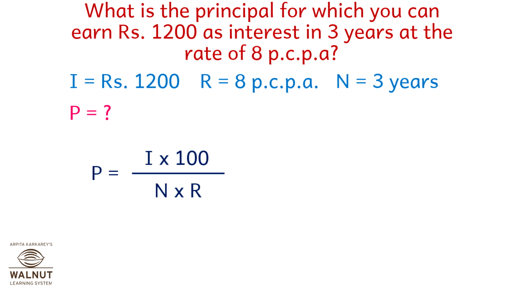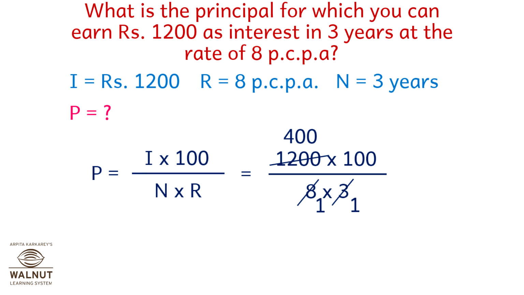The principal P is equal to I into 100 upon N into R, which is equal to 1200 into 100 upon 8 into 3. After solving it, we get the answer as 5000 what? Years, p.c.p.a or rupees? Rupees. So the answer is 5000 rupees.